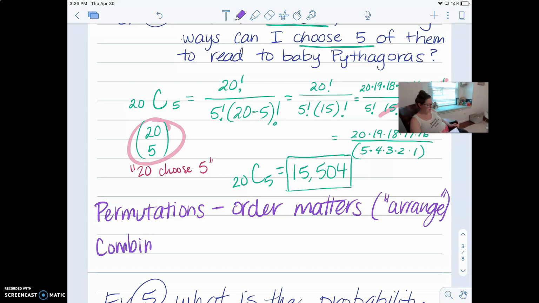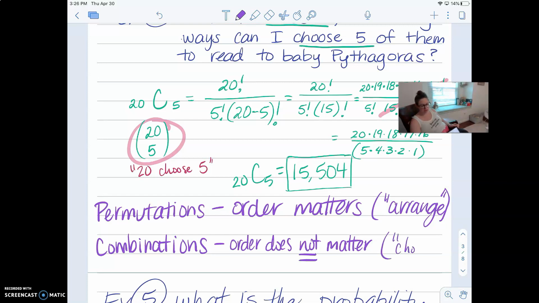Combinations: order does not matter, and a lot of times you're going to see the word choose. How many ways can I choose something?